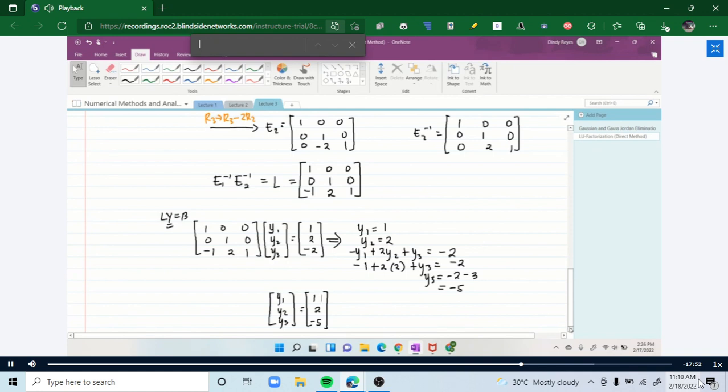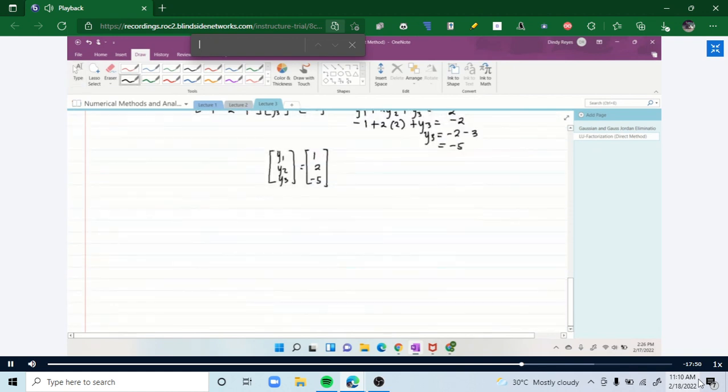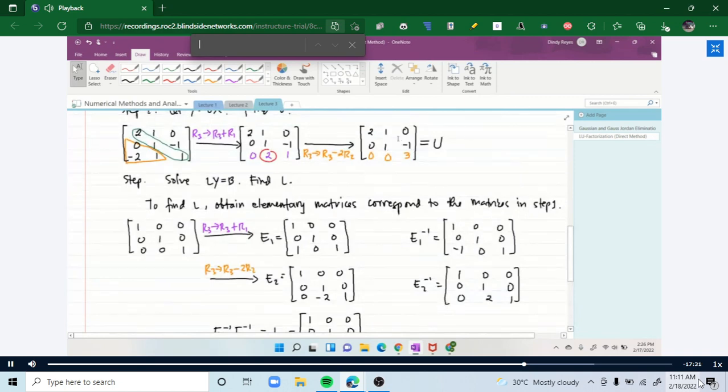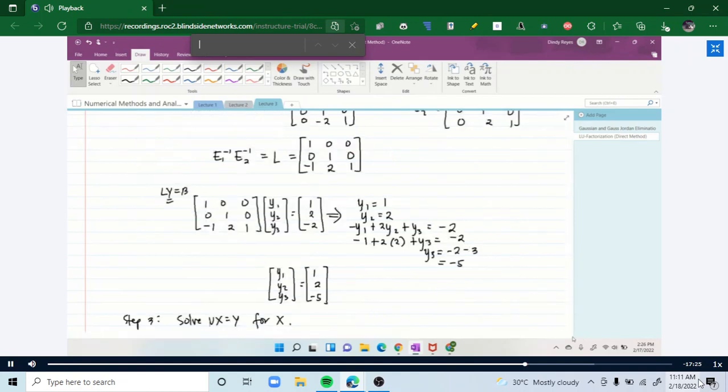And then finally, the last step is step 3. Solve UX equals Y for X. X is the matrix for the unknowns, no? Ang U natin is this. So 2, 1, 0, 0, 1, negative 1, 0, 0, 0.